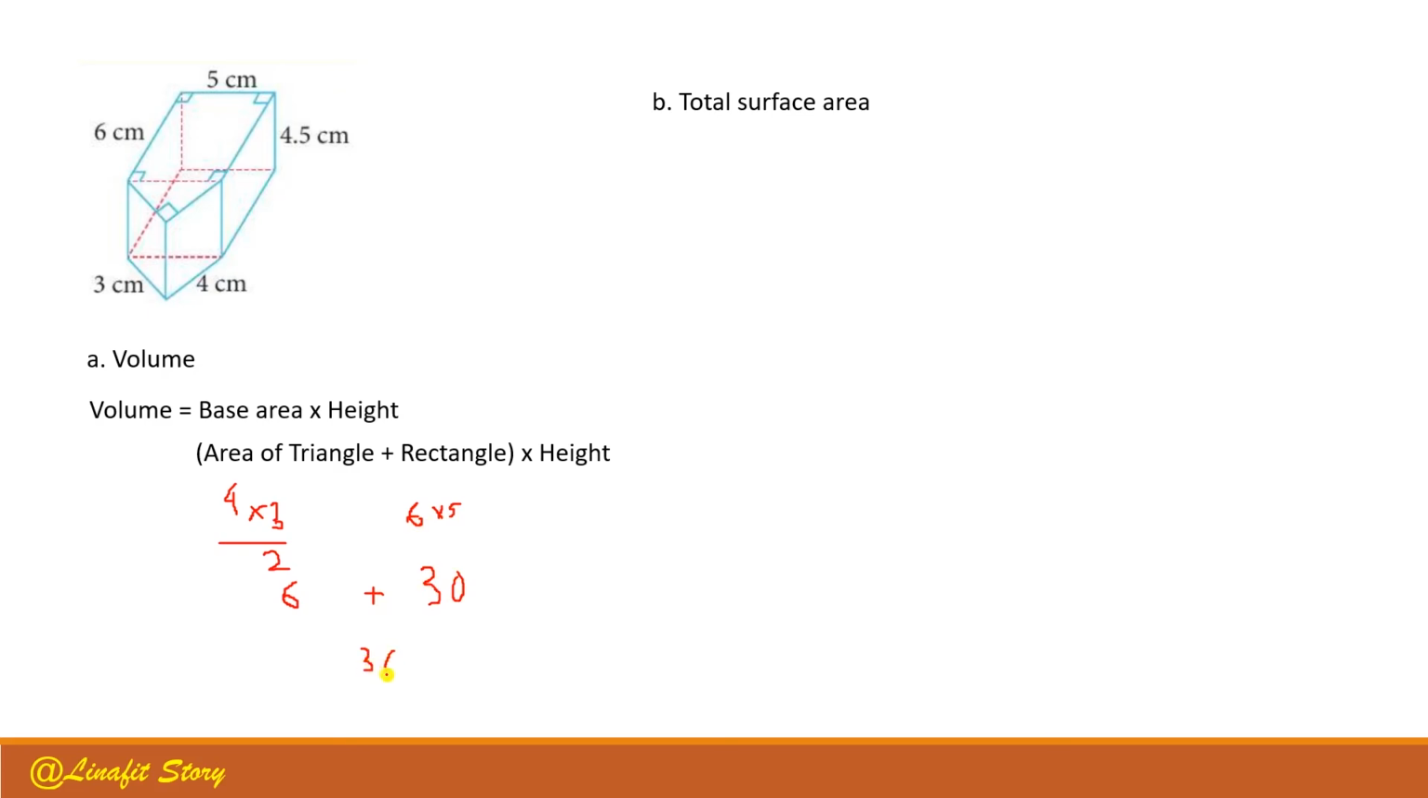So 36 is the base area times the height of the prism is 4.5. So 36 times 4.5 is equal to 162 cubic cm.